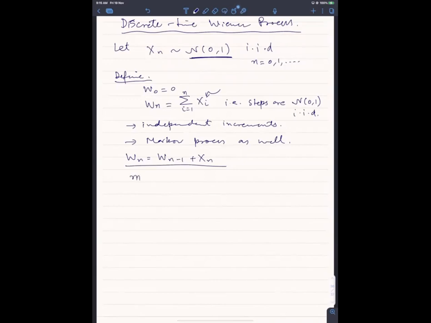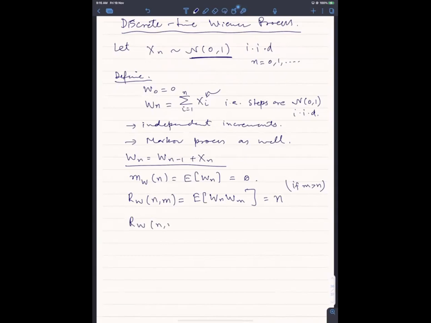So you can find the mean of this. MWN is equal to expected value of WN, and this will turn out to be 0. And RWNM, which is expected value of WN, WM, go through that recursive process again, and you will find that this is equal to n if m is greater than n. Okay.